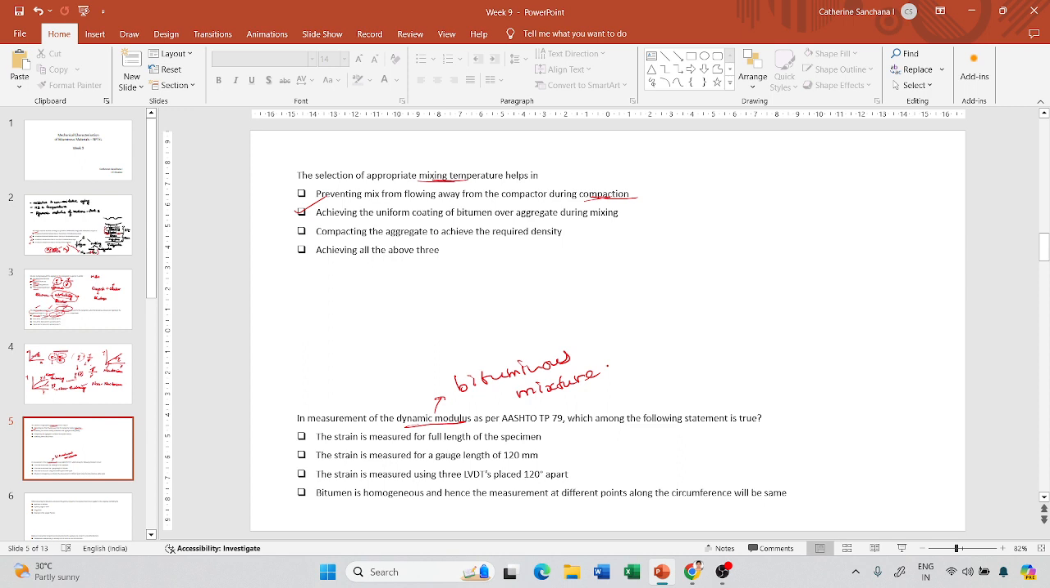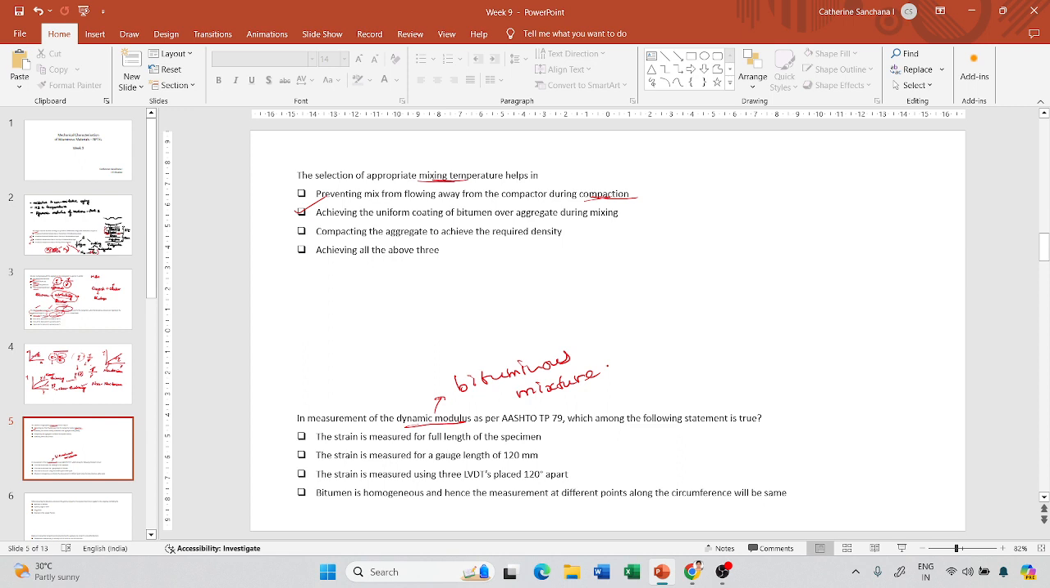And we all know that bitumen is a rate dependent material also, which means depending upon the time of loading or the frequency of loading, my response is going to vary. So the modulus of the material is going to be different, right? So if the rate of loading is very high, then your material will be solid-like, and therefore the modulus will be high.